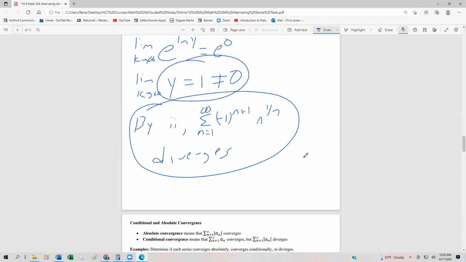Okay, so those are the alternating series tests. Now, to conclude this section, we're going to look at what we're going to do to determine, even if you have a convergent series, if it converges absolutely or it converges conditionally. Okay, so that's going to be in our next video.